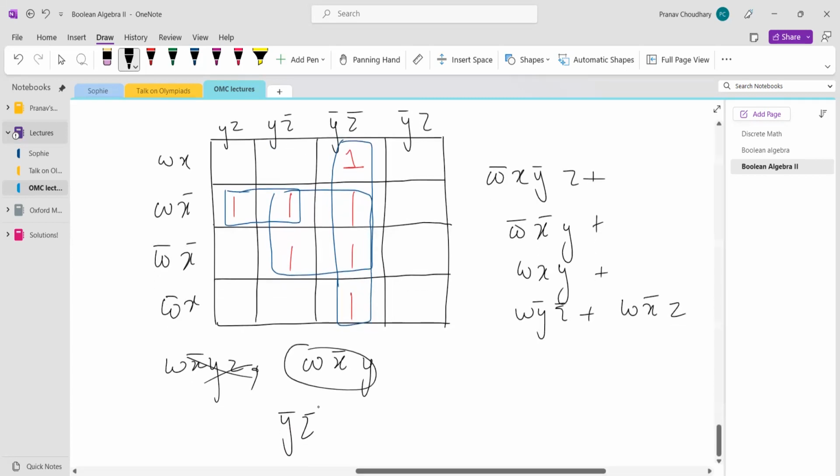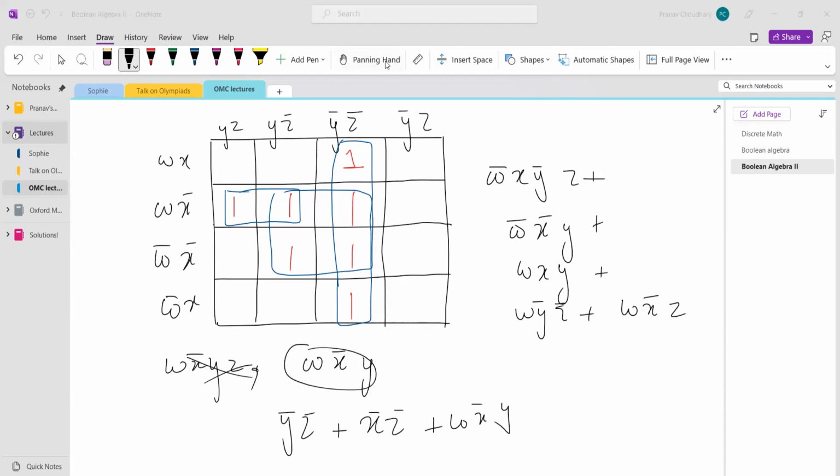So overall, this would become y conjugate z conjugate plus x conjugate times z conjugate plus w x conjugate y. So yeah, this is how we minimize this circuit. So are Karnaugh maps clear? For more than 4 variables, this is not feasible to do. But for up to 4 variables, is it clear?